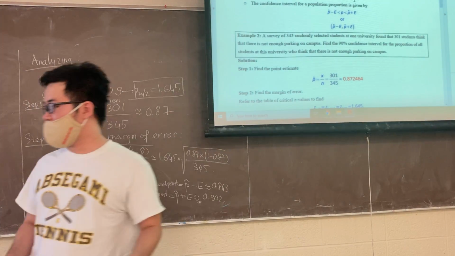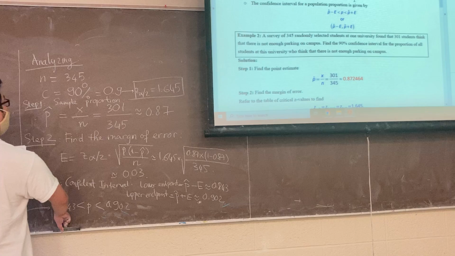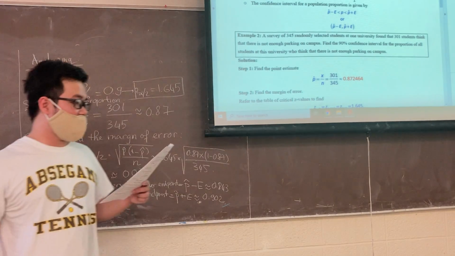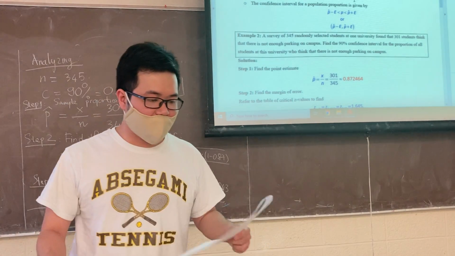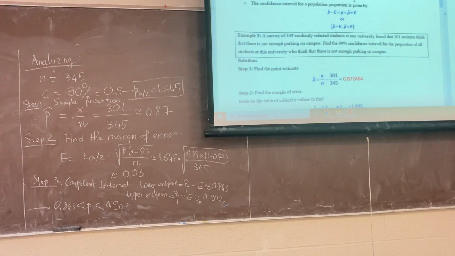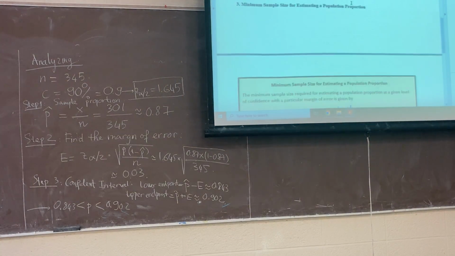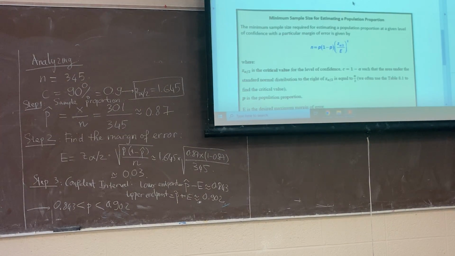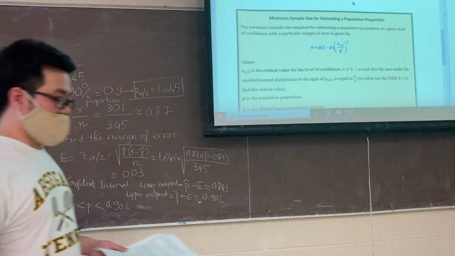Okay. And now we move on to the final part, the final content of this section. That is the minimum sample size for estimating the population proportion.